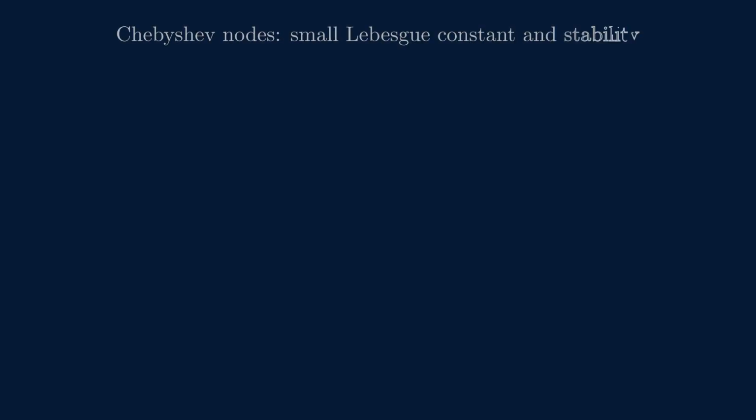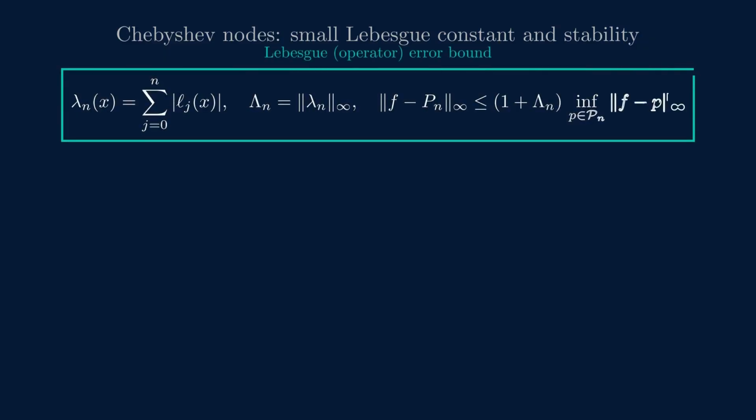Chebyshev nodes, small Lebesgue constant and stability. Define lambda sub n of x as the sum of the absolute values of the Lagrange basis L sub j of x. Its sup norm is lambda sub n. The interpolation error satisfies the Lebesgue bound. The sup norm of f minus p sub n is at most 1 plus lambda sub n times the best degree n approximation error.